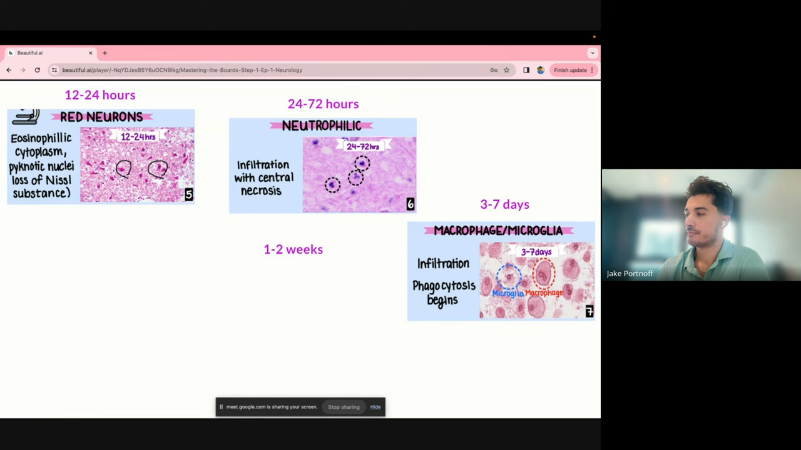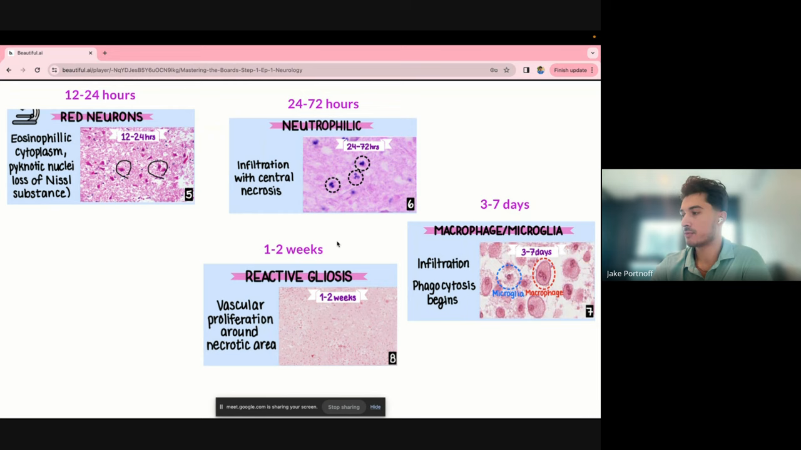Really good. Reactive gliosis, right? Mediated by what cells? Our astrocytes, right? What's a marker of our astrocytes? That's going to be GFAP. Okay. You've probably heard it. Yep. Very good. GFAP. Very, very good, guys.